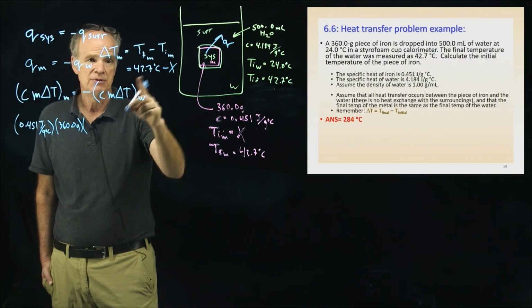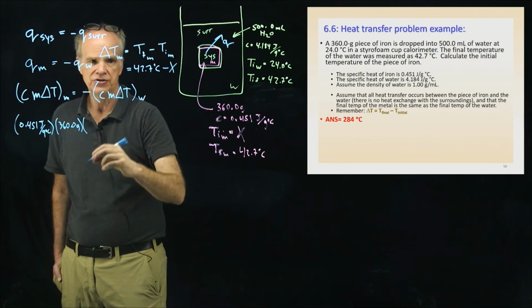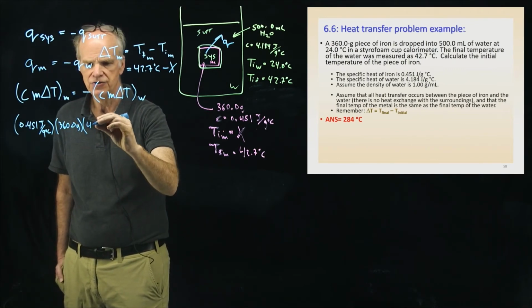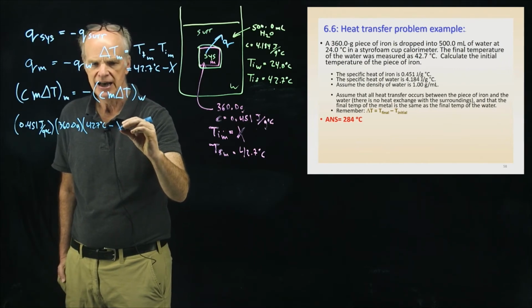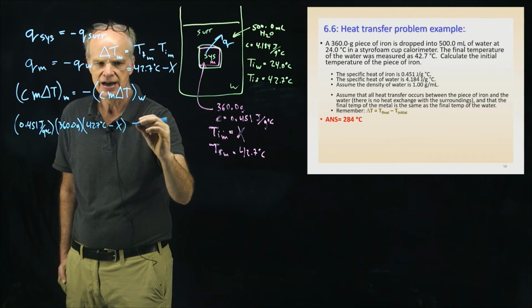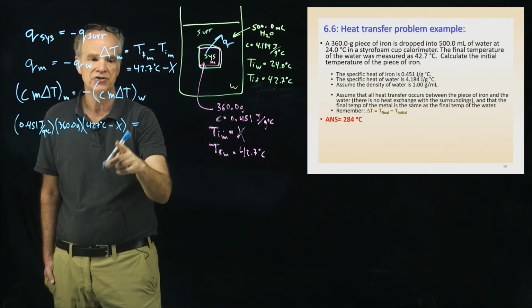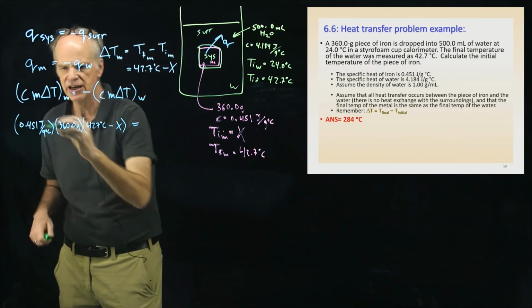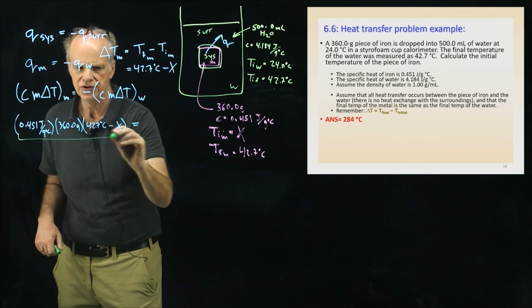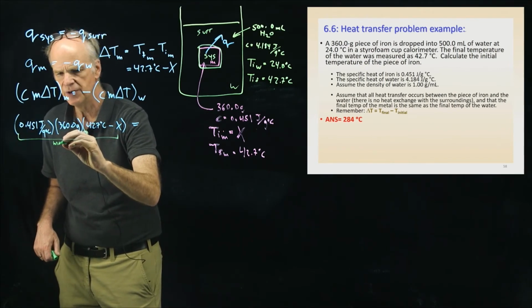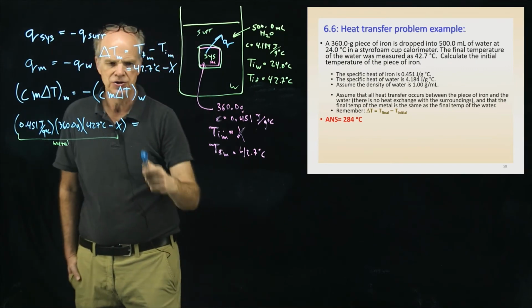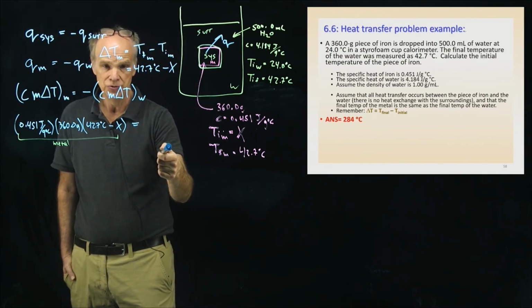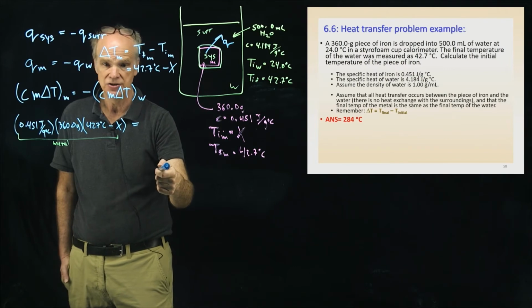All right, so let me go ahead and throw that into the temperature change of the metal. It's 42.7 degrees Celsius minus X. So now this is the metal side of the equation. Let me just indicate that here. This is the metal side of the equation. Okay. Now, what we have to do is make this equal to the water side of the equation. So let me write that out.